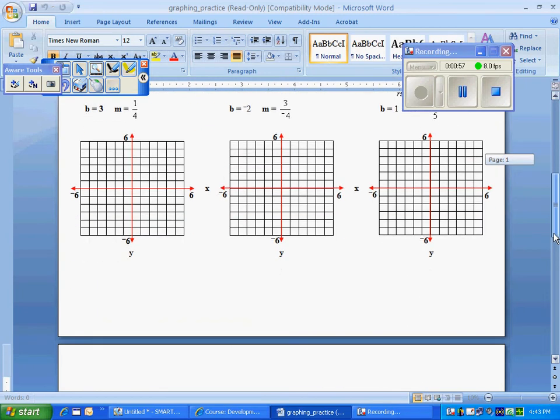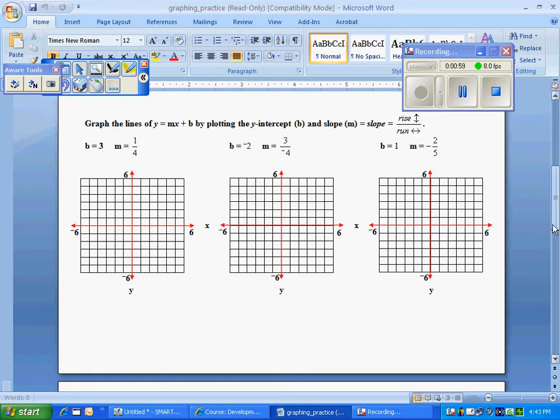Looking at the next graphs, this is a little bit different information. I'm given a starting point, but it looks a little bit different. It's not an ordered pair, but it's a value on the y. So a b of 3 is really 0, 3. It's a y-intercept, so it's going to intersect the y-axis at 3. I will rise 1 and run 4. Notice the slope isn't very steep. 1/4 isn't very steep, and it's in a positive direction.